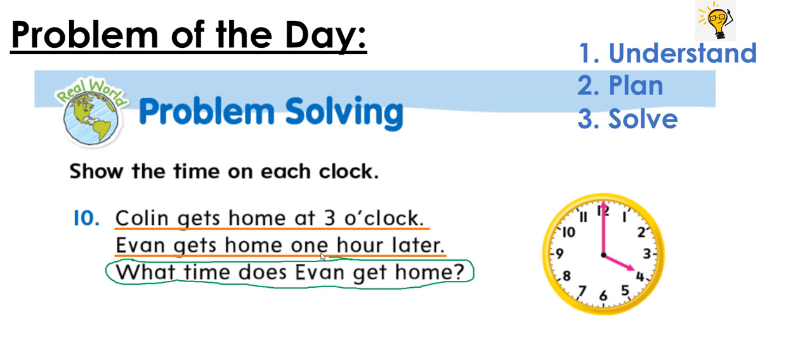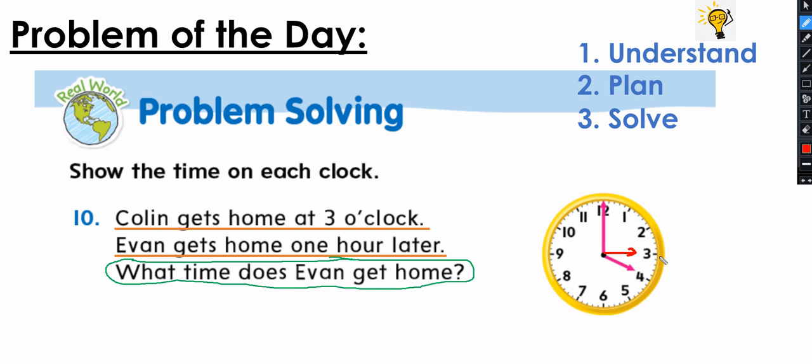Well, first we understand, so we underline what we know. We know that Colin gets home at 3 o'clock and Evan gets home 1 hour later. We need to find out what time does Evan get home. So Colin gets home at 3, which would be here. If we read a clock at 3 o'clock, that means that the hour hand will be pointing to 3. And it says Evan gets home 1 hour later. What time does Evan get home?